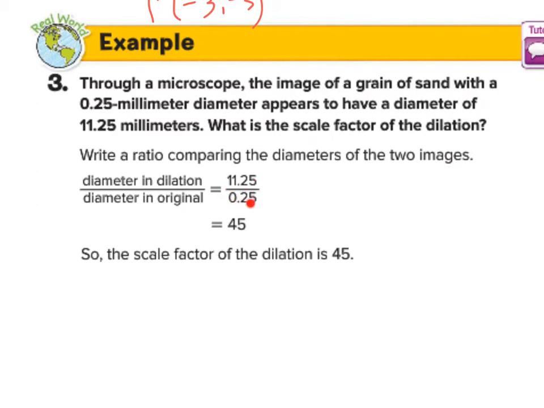Remember to write the one in the bottom so that you can actually divide, and you'll notice that because it's becoming larger, you're going to get a whole number. If the smaller number was on top, you would get a fraction, right? That would mean that it's being reduced in size, and like this, it's being increased in size, right? Because you're going to get a whole number like this. So the scale factor for the dilation is 45 because it's being increased in size. It's going from this small to this large.